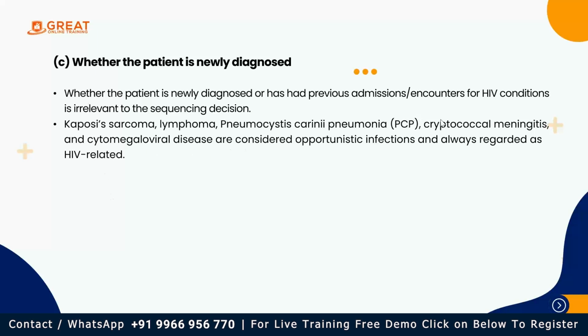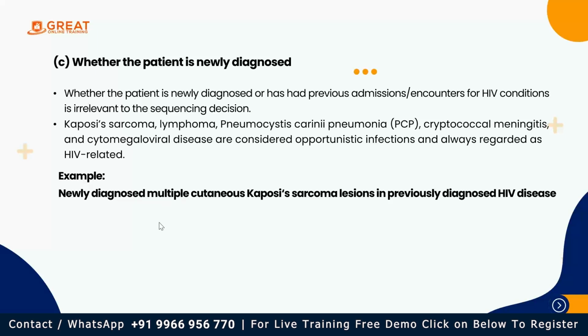Just like we saw the example of HIV and PCP, we coded HIV first and then coded PCP. The same guideline applies to all these conditions because these are HIV related. Newly diagnosed multiple cutaneous Kaposi sarcoma lesions in previously diagnosed HIV disease.